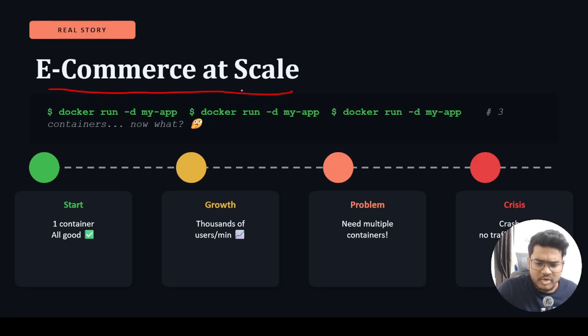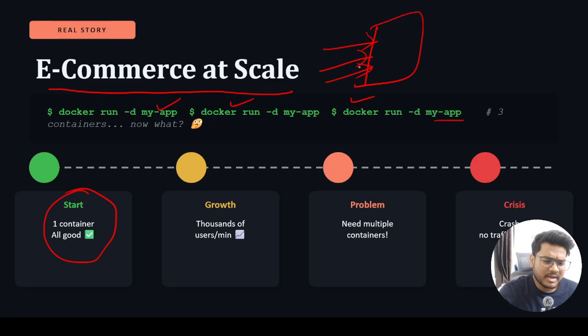Suppose you need three containers. At that time, you will run your image three times using the docker run -d command with your image name. At the start, everything is good, one container is good. Suppose growth of users happens. Previously this website had 100 users and your container was working fine. After some time you start getting 1,000 requests per second, or 5,000, or 10,000, and it goes on.